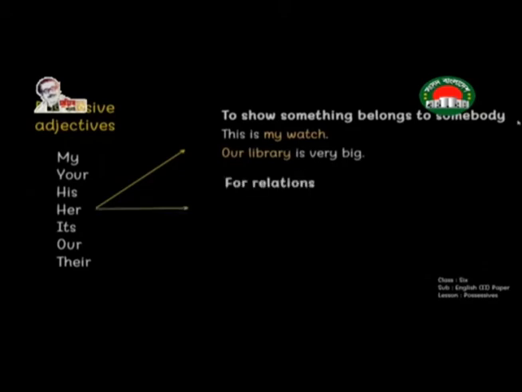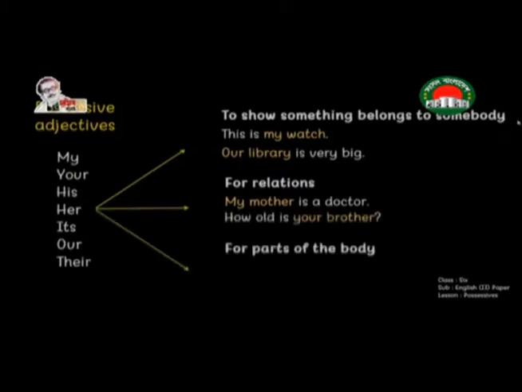For relations, like my mother is a doctor. How old is your brother? For parts of the body, Neetu has broken her leg. I need to wash my hair. Okay? So, dear students, now do some activity. Activity 1. Now read the following text and fill in the gaps with possessive adjectives.